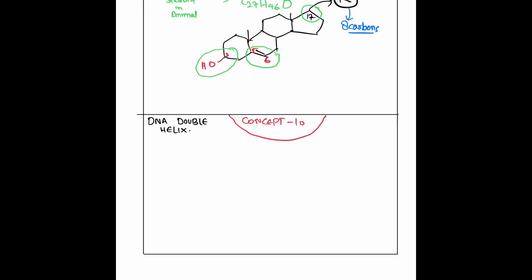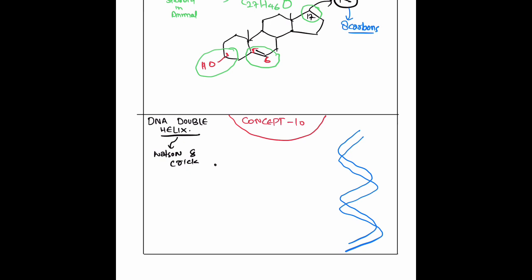And last but not the least, the DNA double helix model, which was given by Watson and Crick. So I can say Watson and Crick's DNA double helix model. This model looks somewhat like this, and you must note some important points from this model. The first point is DNA is a duplex molecule. That means it has two strands. This is 1, this is 2.